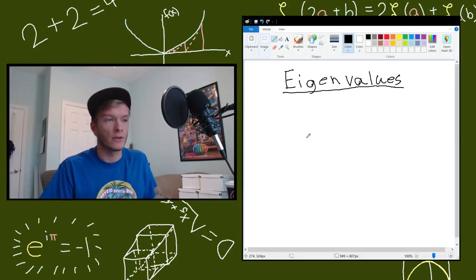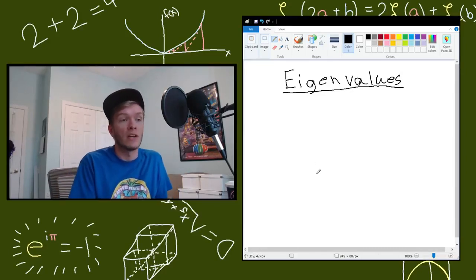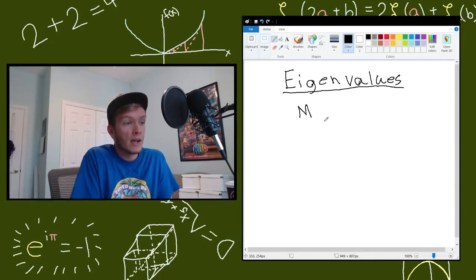So, the big situation with eigenvalues is that they are important because, well, I guess we kind of have to set the scene first. So, what does this concept mean? Basically, what we're doing is we're taking a matrix, right, and we're multiplying it by some vector we're going to call x. So we're going to say this is a vector.